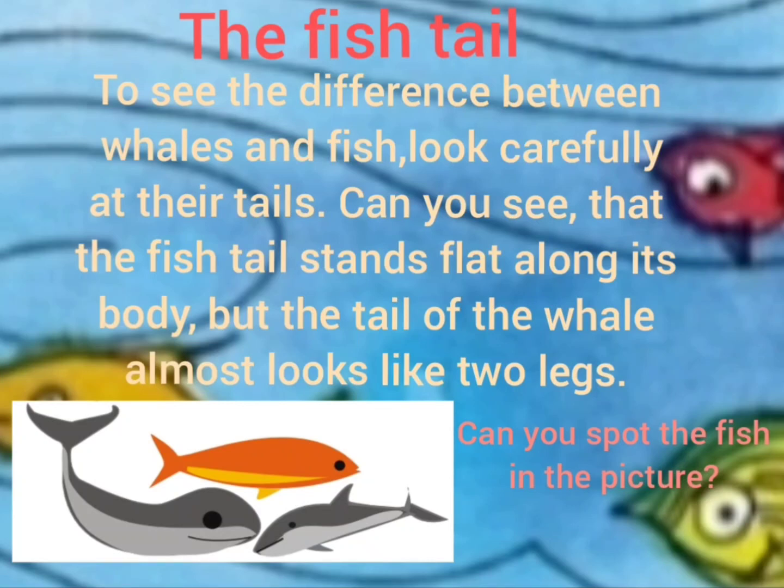Here I will ask you some questions. Can you spot the fish in the picture? Yes, the orange one is the fish. Why? Because the tail stands flat along its body. But the tail of the whale almost looks like two legs.